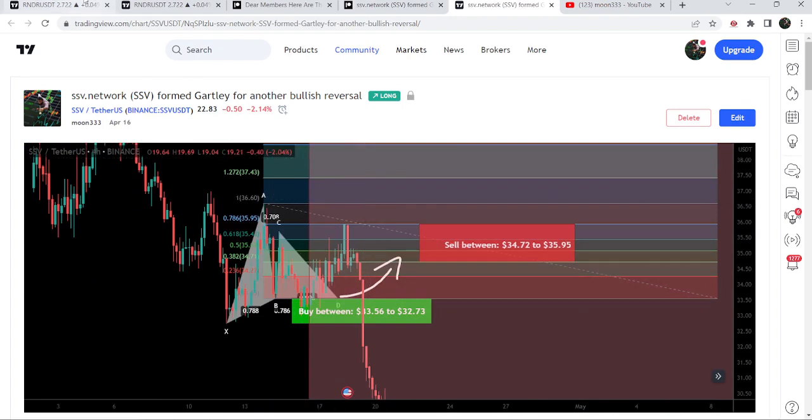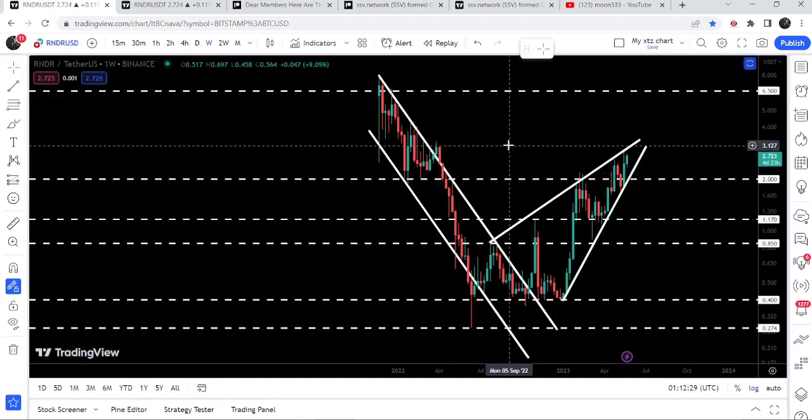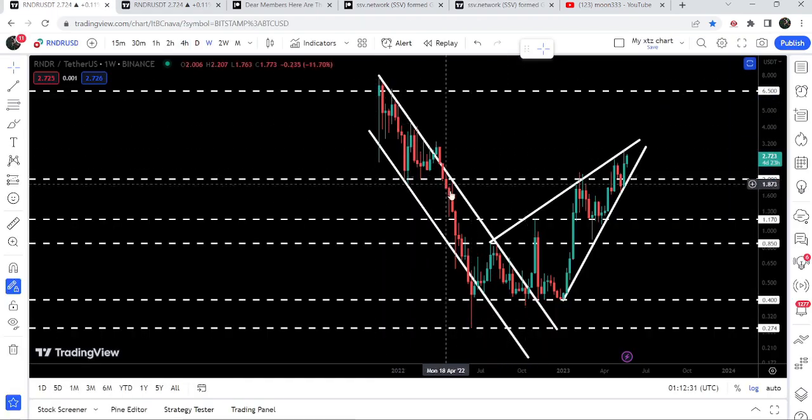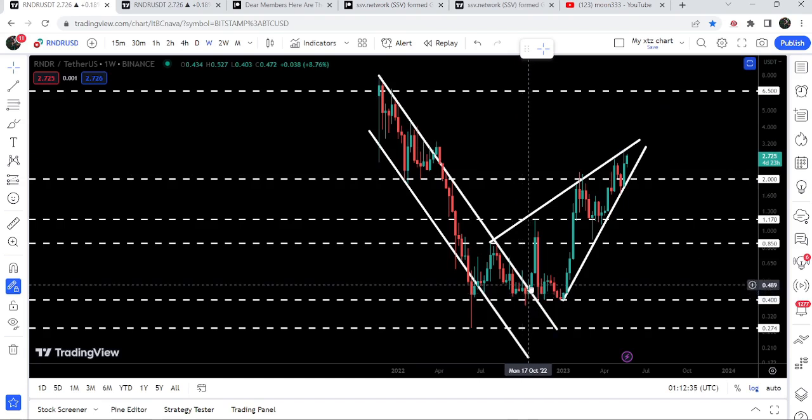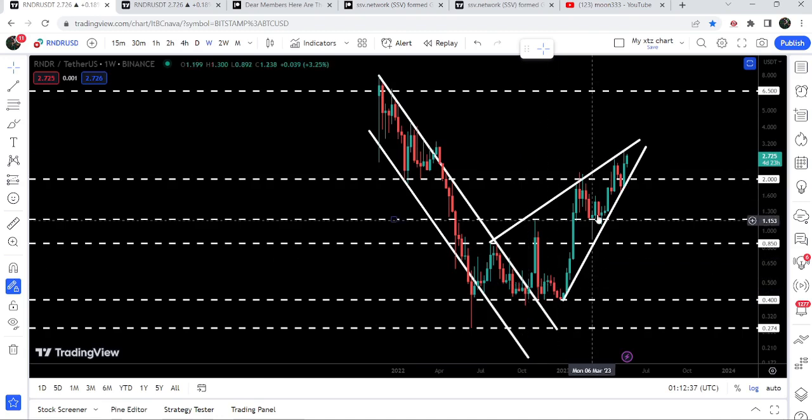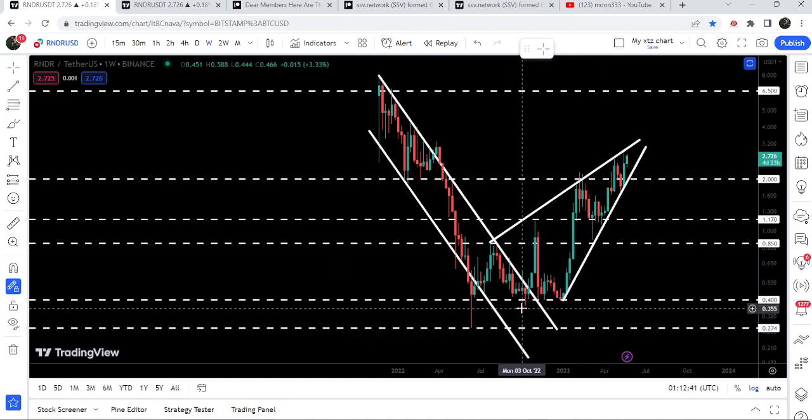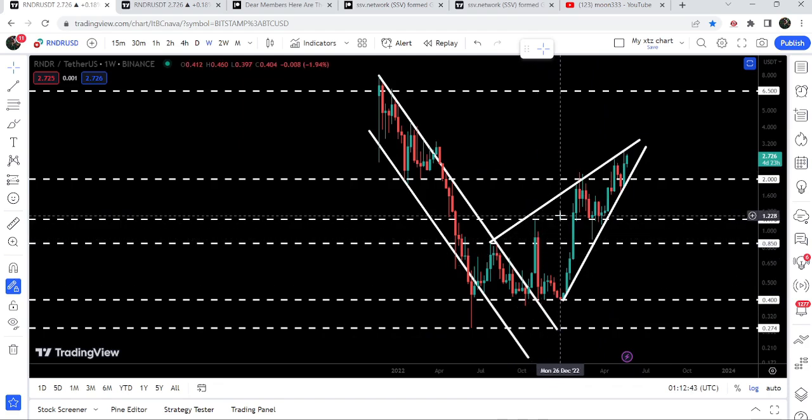Now let's move to the chart. And this is the live weekly time frame chart. And here we can see that Render token has already broken out a very, very big down channel in the month of October 2022. And then we had a very, very nice rally. And during this move to the upside, the price line formed another rising wedge pattern.